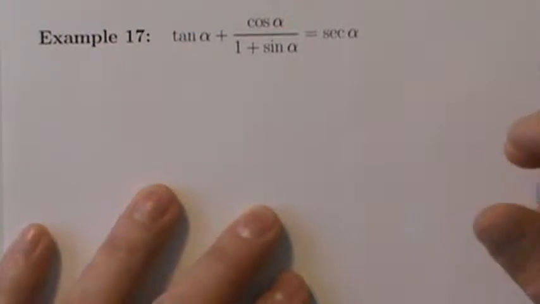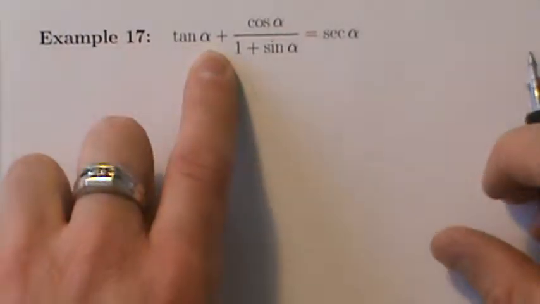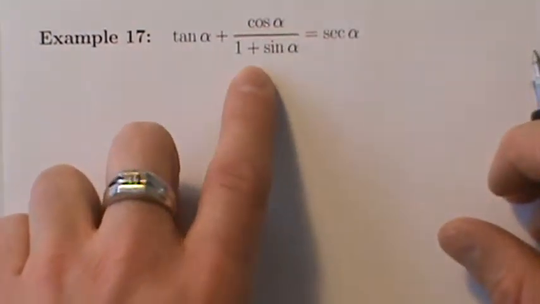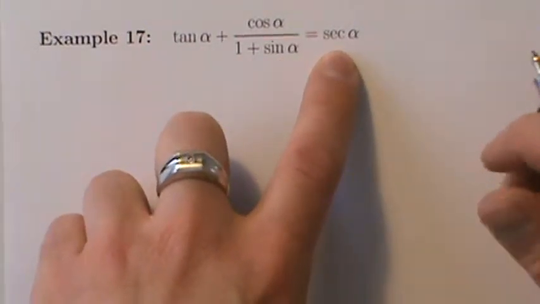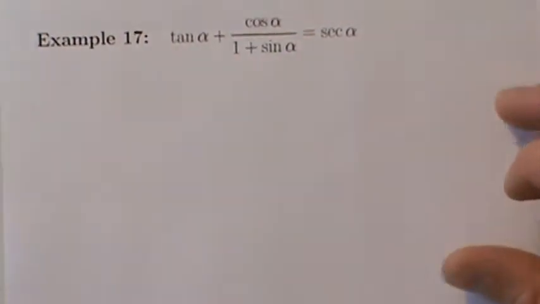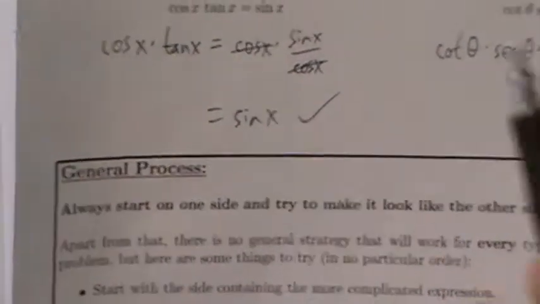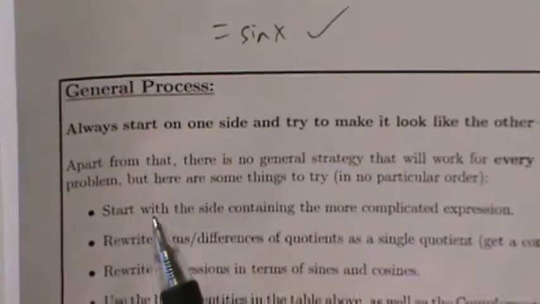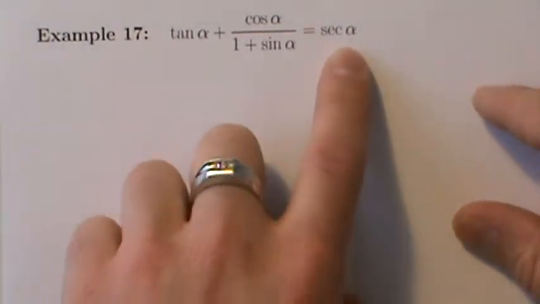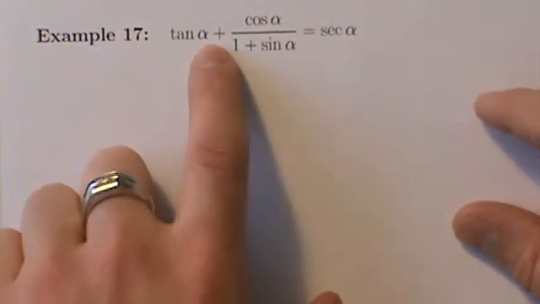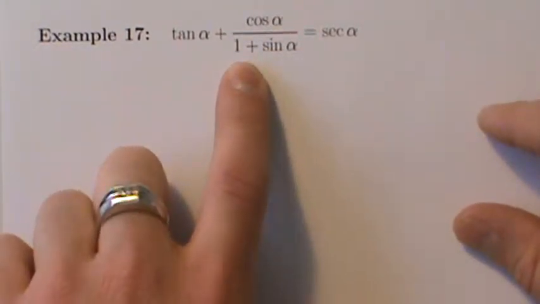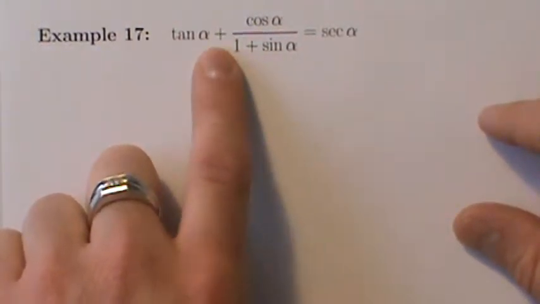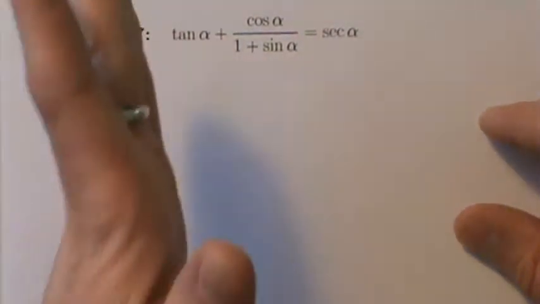So tangent of alpha plus cosine of alpha divided by 1 plus sine of alpha equals secant of alpha. That's the identity we want to establish. If we go back to our general process from an earlier video on the first page, always start on one side and try to make it look like the other side. Usually start with the more complicated side. The left side is definitely more complicated because the right side is just one function. The left side is one function plus a quotient, with more addition, so a lot going on. So let's start with the left, manipulate only that side, and make it look like the right side.